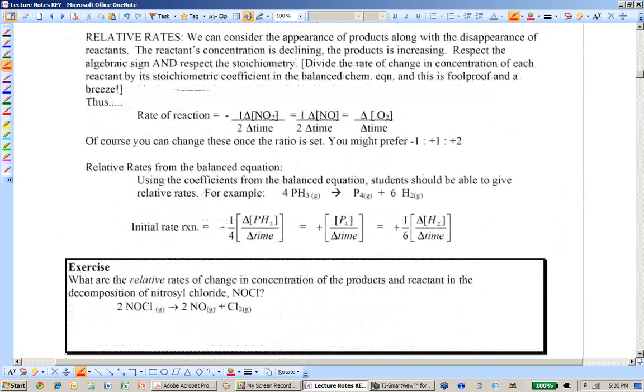New topic, relative rates. That means they relate to each other. So we can consider the appearance of products along with the disappearance of reactants. The reactants concentration obviously is declining, the products is increasing, and we're going to respect the algebraic sign and the stoichiometry. So we're going to divide the rate of change in concentration of each reactant by its stoichiometric coefficient in the balanced equation. If you do it this way, it's foolproof, and this makes this really easy.